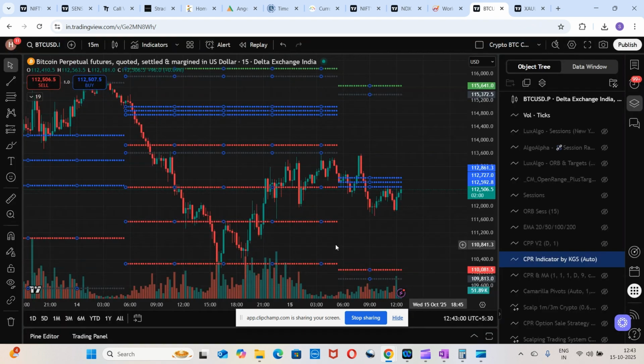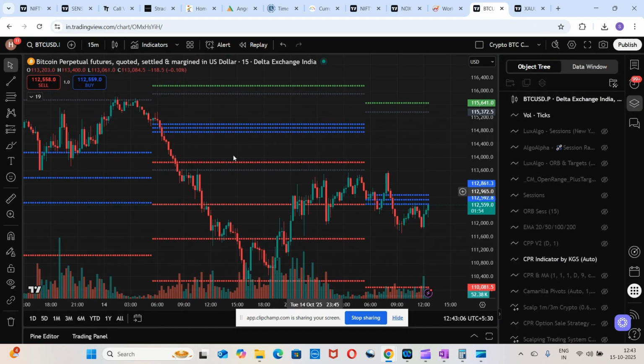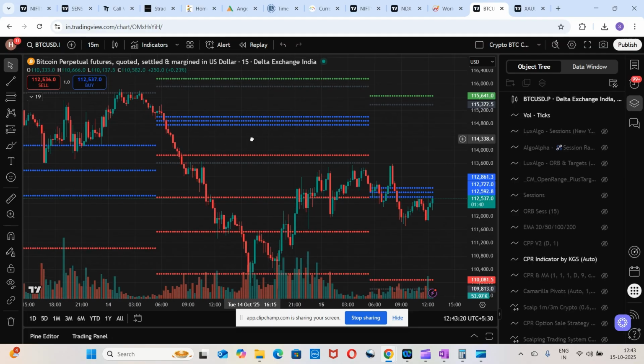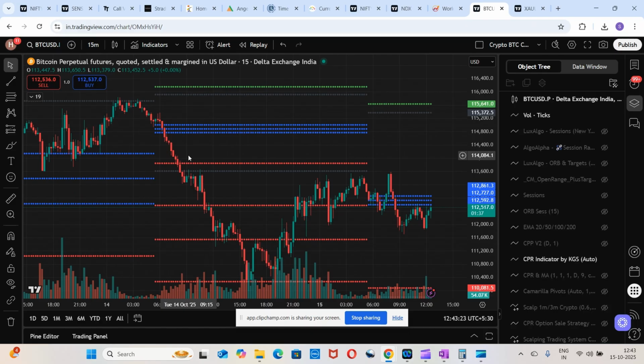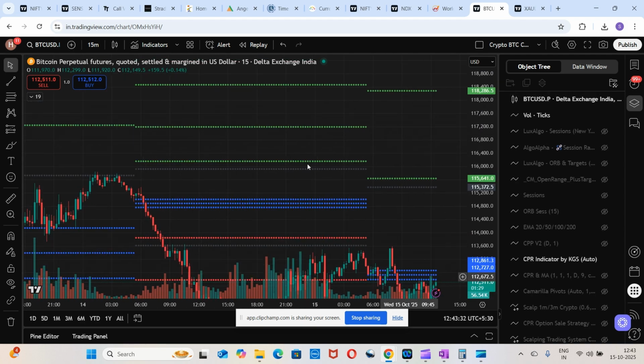So just a high level overview of how CPR is used for intraday trading. When this CPR range is very narrow, then you can expect momentum in the market. Generally when the CPR range gets broken, the momentum will be there in that direction. Okay, so that's one strategy. And then you will have support lines here, and you'll have resistances that the CPR indicator will give you.